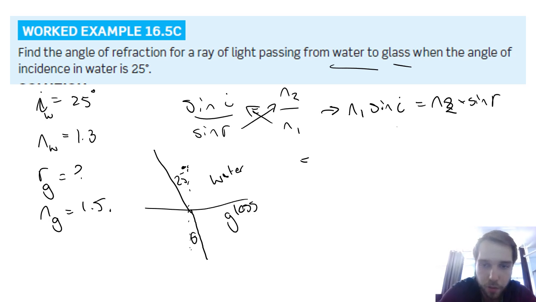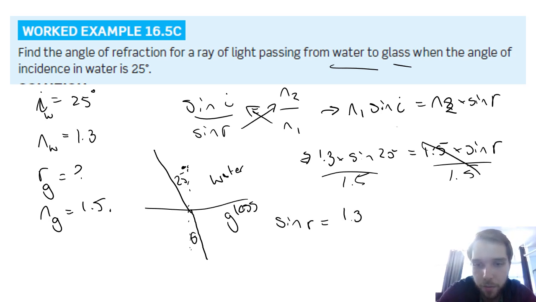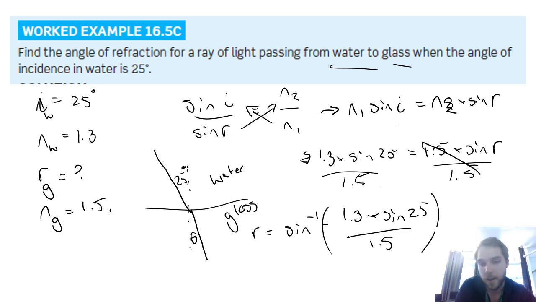All right, so let's do some solving. n1, 1.3 times the sine of 25 is equal to n2, which is 1.5, times the sine of r. I'm going to divide by 1.5. That's going to leave me with sine of r by itself, because that's going to cancel out. So sine of r is 1.3 times sine 25 divided by 1.5. To get rid of the sine, r is going to be equal to sine inverse of all of that. And just because I remember from yesterday, r is equal to 22 degrees.